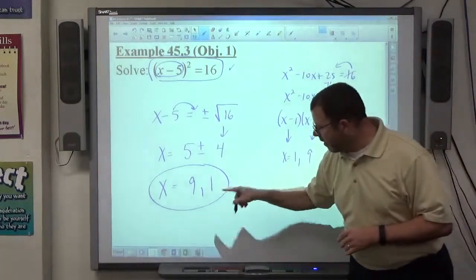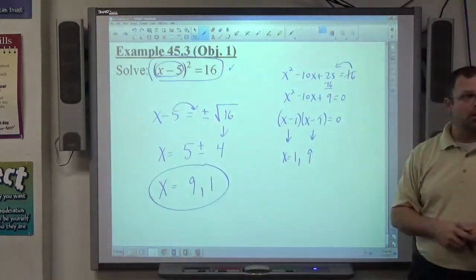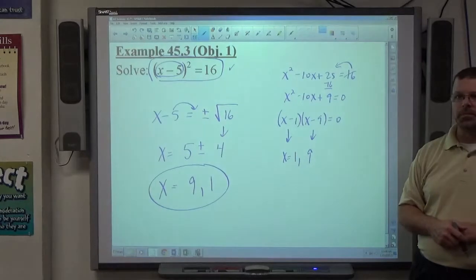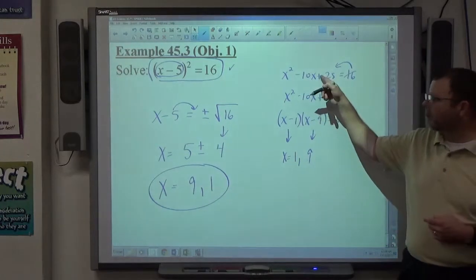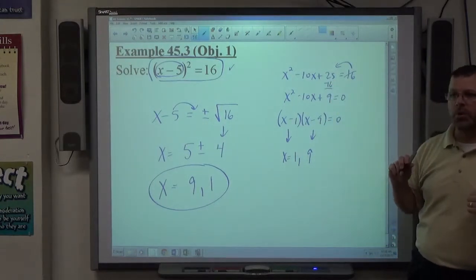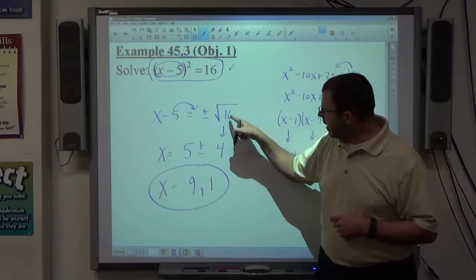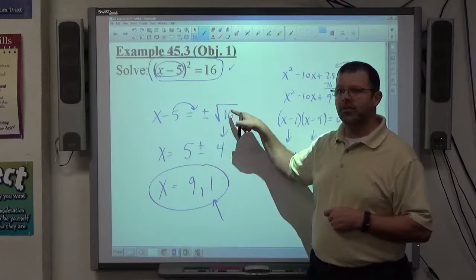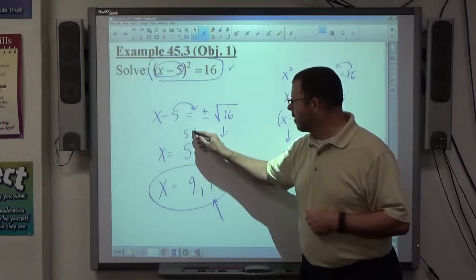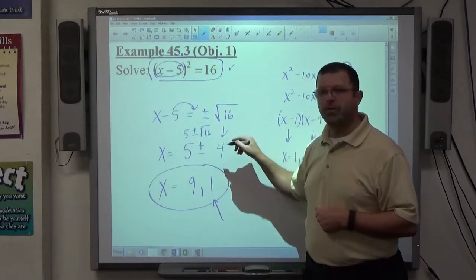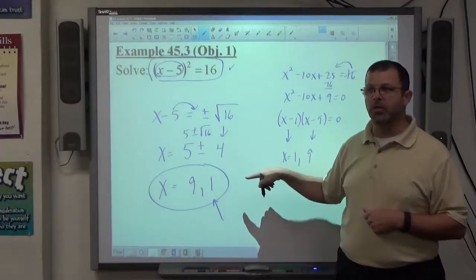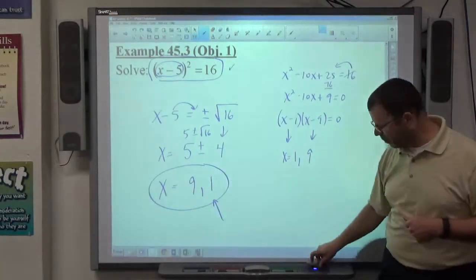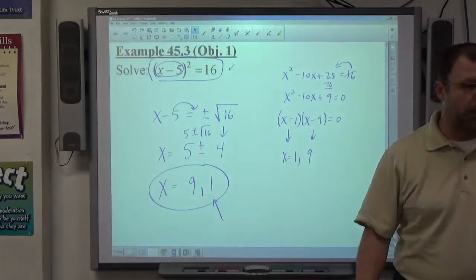So, 9 and 1, or 1 and 9, the order doesn't matter there, it's not an ordered pair. The answers to this question are 1 and 9. Take your pick on whatever order you want to put them in. But again, if you get a nice pretty square root, I'm expecting answers looking like that. If you give me this or this, like 5 plus or minus the square root of 16 or 5 plus or minus 4, you're being a little lazy on me. I'm not going to give you full credit. So get me all the way down to nice whole number or integer answers when you are capable of doing that.